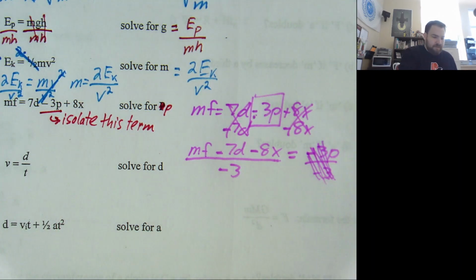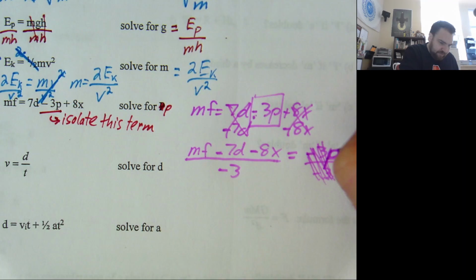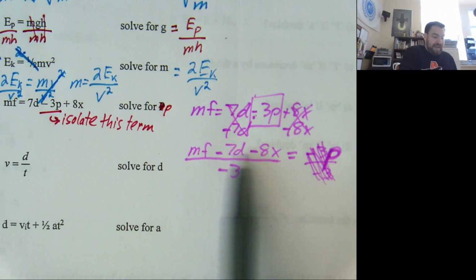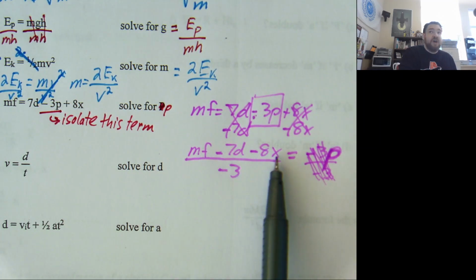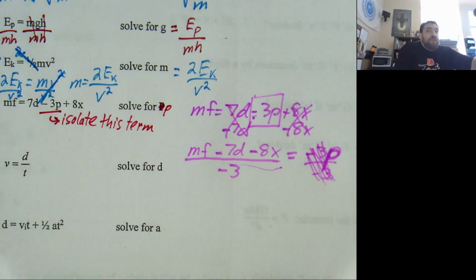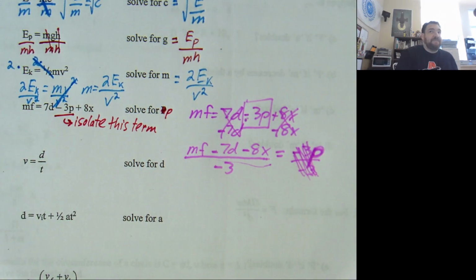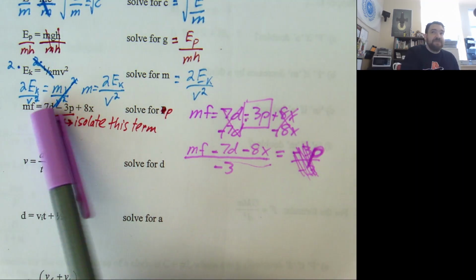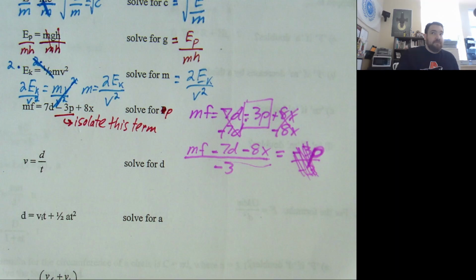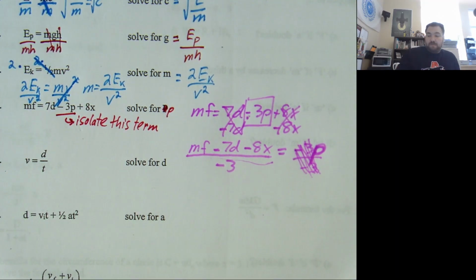And so p, I'm not going to rewrite it, p is just going to be equal to this whole thing, mf minus 7d minus 8x, all divided by negative 3. And we're done. There's nothing else we have to do there. We want to deal with the extra terms, and then we want to deal with any multiplication or division. Don't worry, I'll give you lots of chances to practice this in a sec.